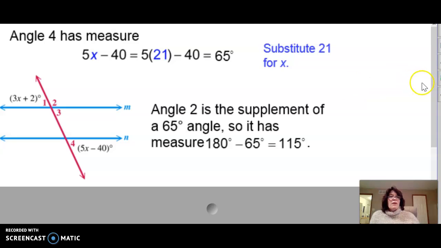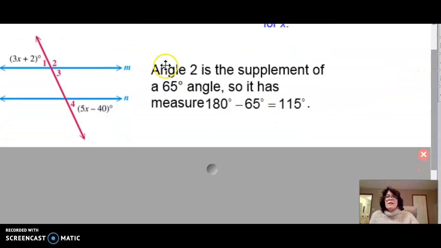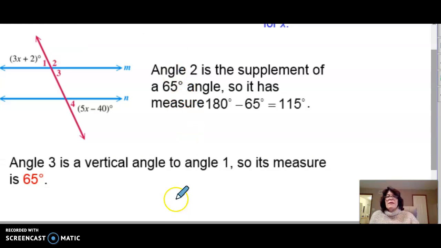Okay, so we got 180 degrees. Angle 2 is the supplement of 65 degrees, so it has a measure of 115. Okay, and angle 3 we already knew. So this is 65, this is 65, this is 65, and this is 115. If they asked me for this one, I would say it's 115.